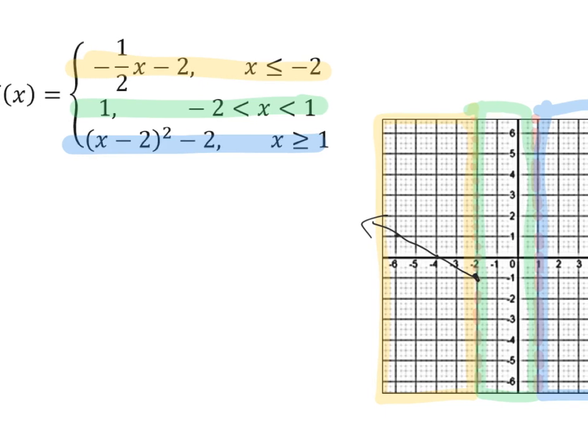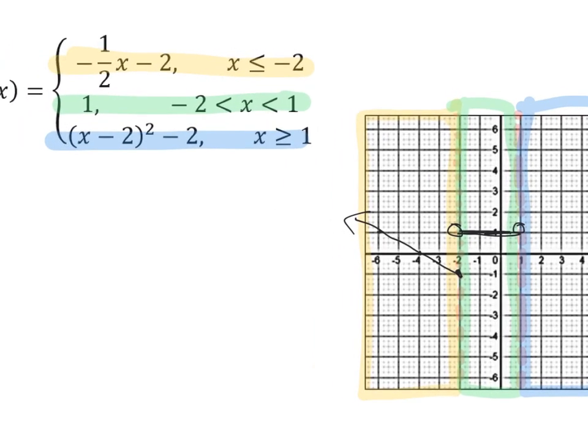Next step, we have f of x equals 1 between the x values of -2 and +1. So between these two values, my y value, or my y function will just be 1, and that's a constant flat line. And it looks like we're going to have an empty circle at the -2 and an empty circle on the +1. So empty circle there, empty circle there.